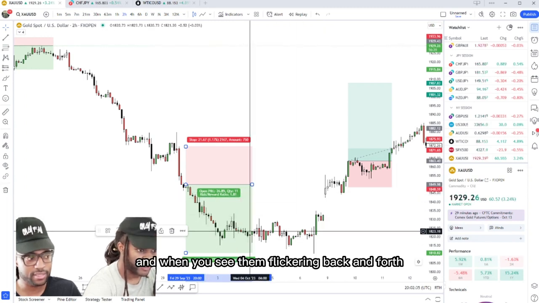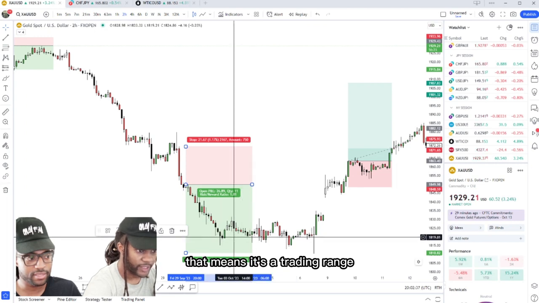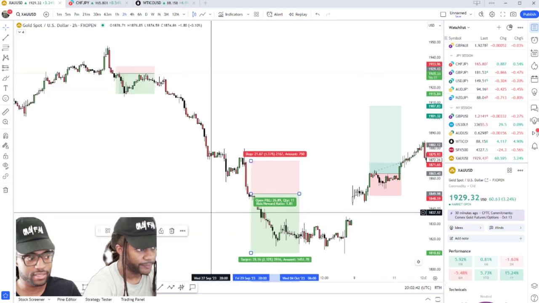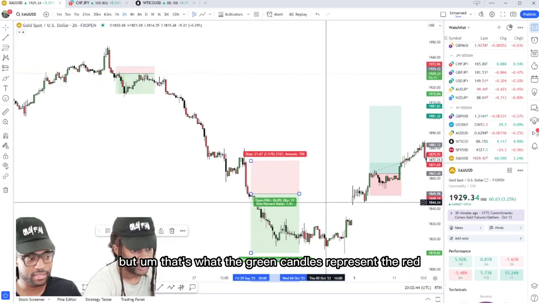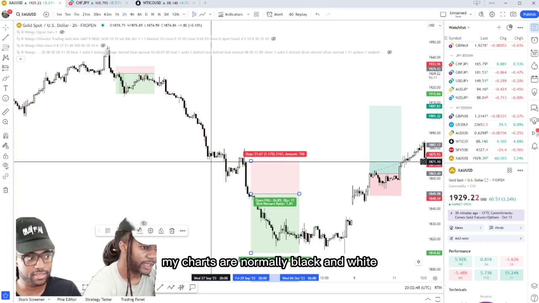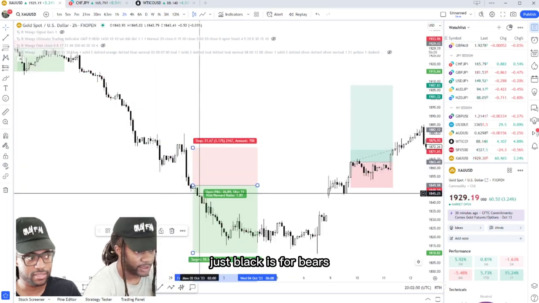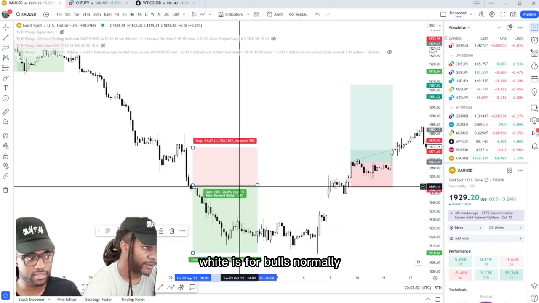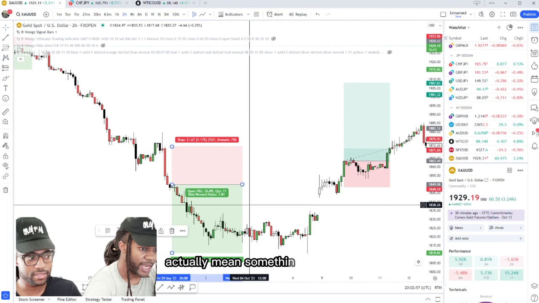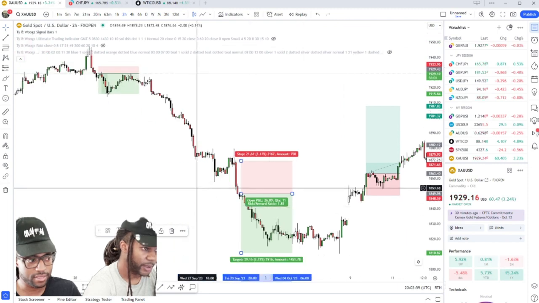And when you see them flickering back and forth, that means it's a trading range. So when you see this, you can really get out of your trade because it's flickering. But that's what the green candles represent, the red. If I was to turn the indicator off, my charts are normally black and white. So the black and white candles, just black is for bears, white is for bulls normally, and then the red and green shows you the ones that are actually meaning something in the charts.